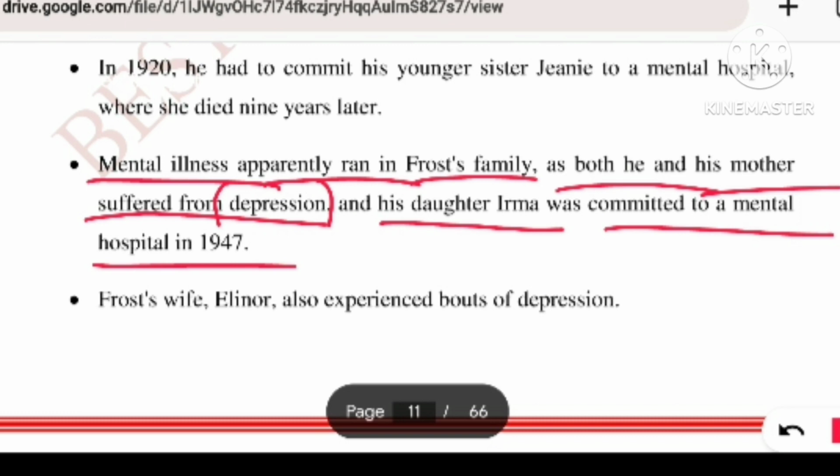So here we see that his mother, father, sister, and his daughter, everyone had some problem or the other, because of which Frost was also not at peace. Another one, Frost's wife Eleanor, also experienced bouts of depression. So depression ran in the blood of Frost's family.